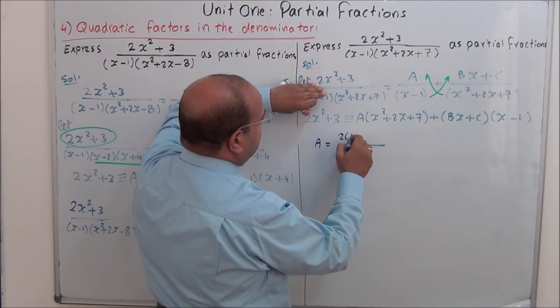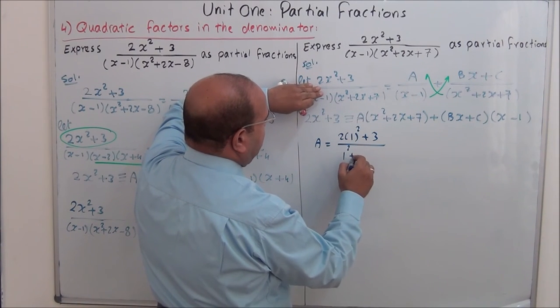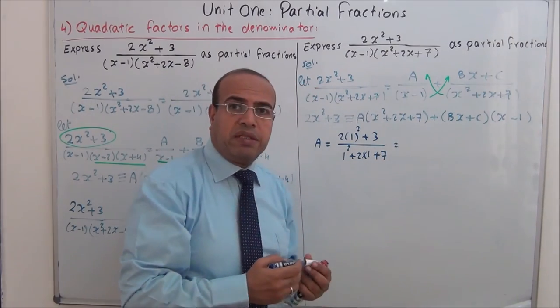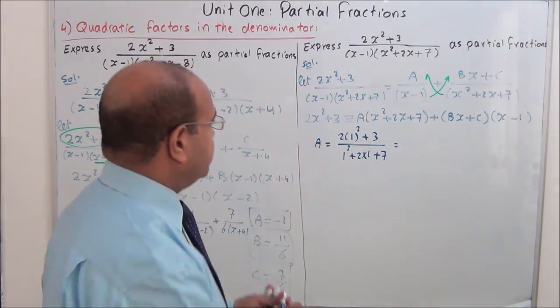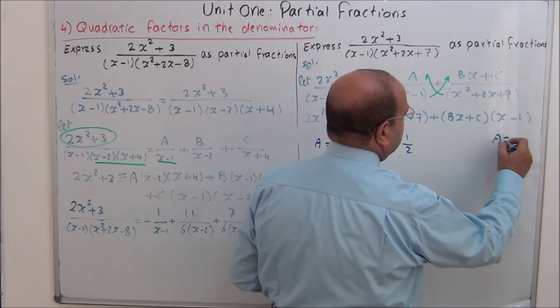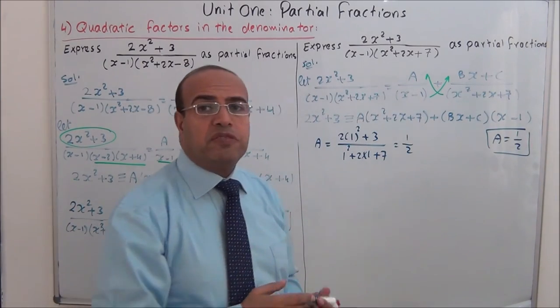By using the cover-up method, replace x by 1, except in the first bracket. So it's 2 multiplied by 1 squared plus 3, over 1 squared plus 2 times 1 plus 7. We use the calculator to get this value. The value of a is half. So a equals half.